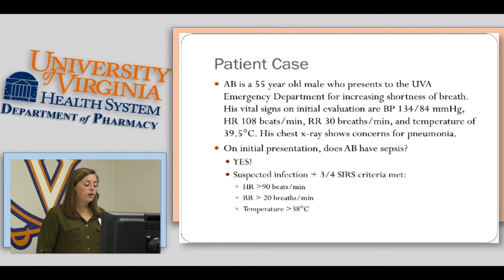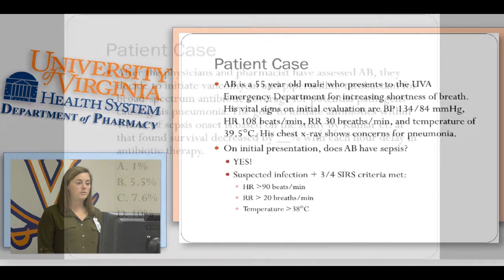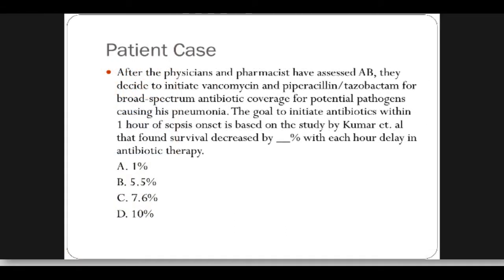So AB had a heart rate greater than 90 beats per minute because his was 108. He had a respiratory rate of greater than 20 breaths per minute, with his being 30 breaths per minute. And then his temperature was greater than 38 degrees Celsius. And now we'll move on to our second patient case.